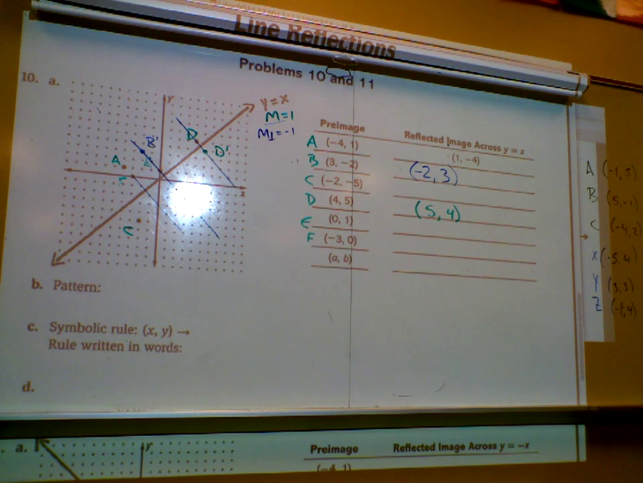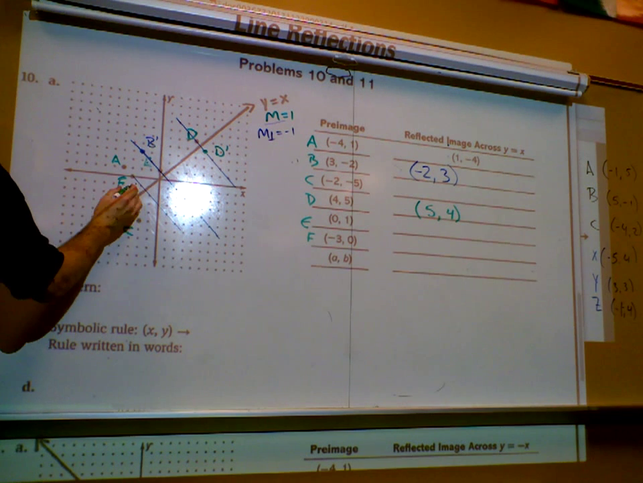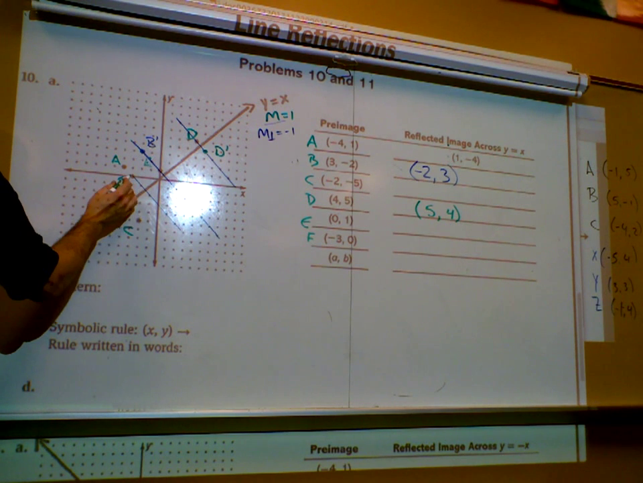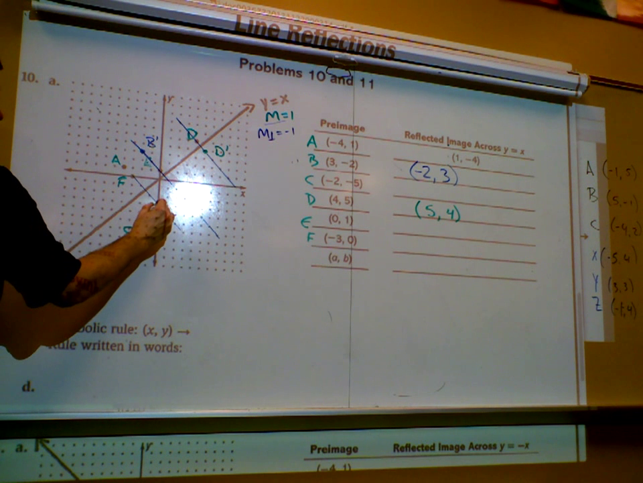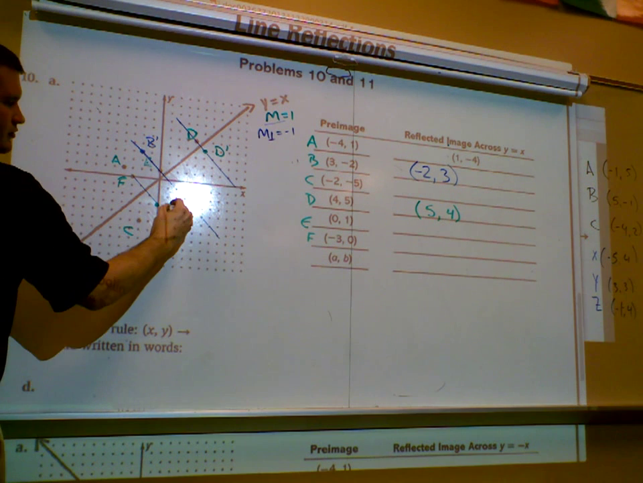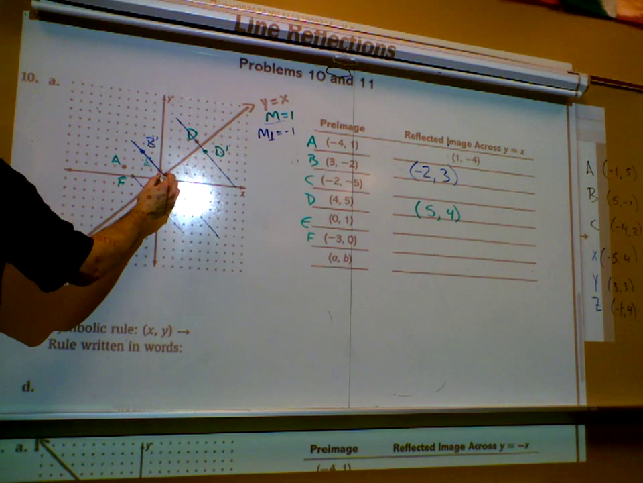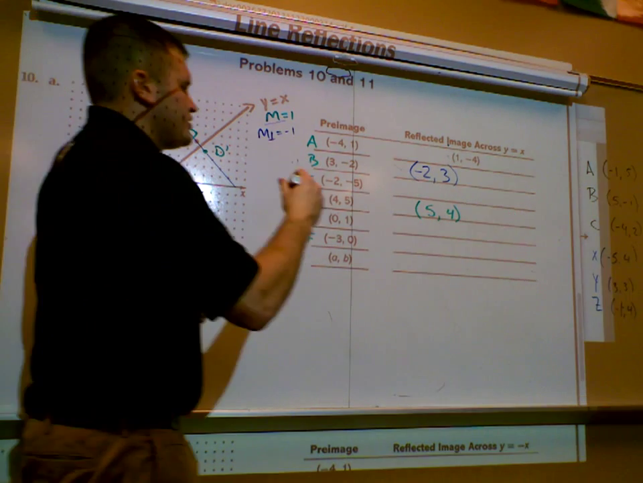Okay. Now F is 2 dots away, right? 1, 2. Right? 1, 2. So that means F prime will be right there. So what are the coordinates of F prime? Good. 0, 1, 2, 3. So (0, -3).